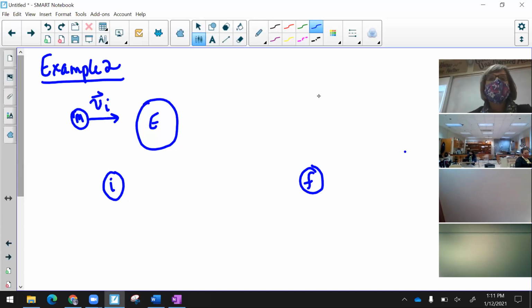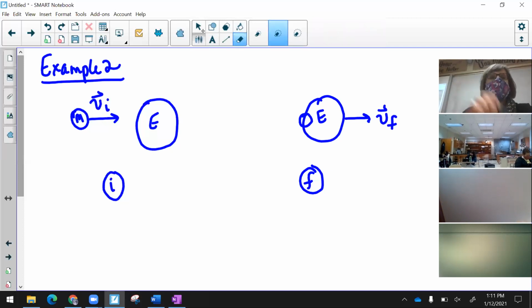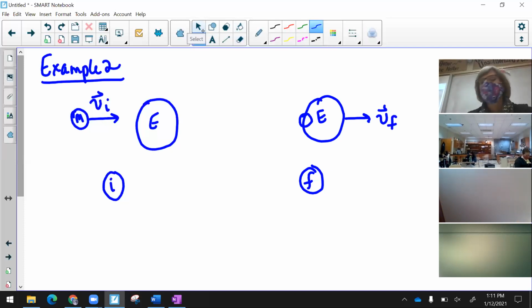And then my final situation is I still have the Earth. It really didn't get bigger. I still have the Earth, but now it has a meteorite stuck in it. And those two things are going to move off together with some final velocity. So my system is the meteor and the Earth together.